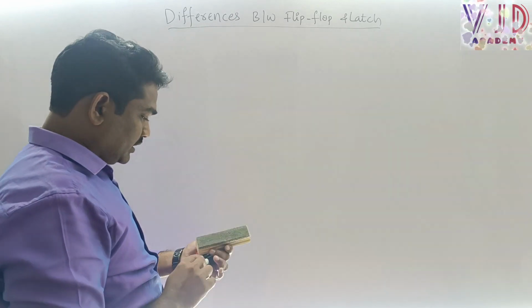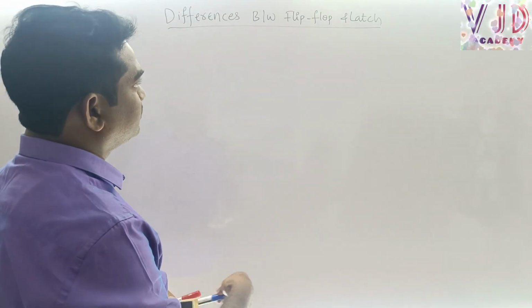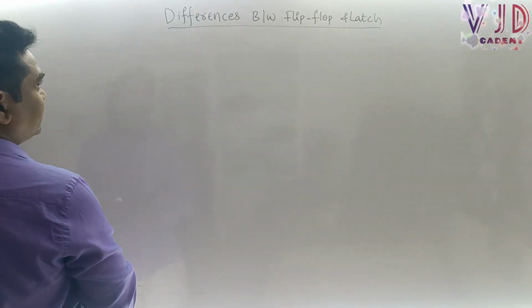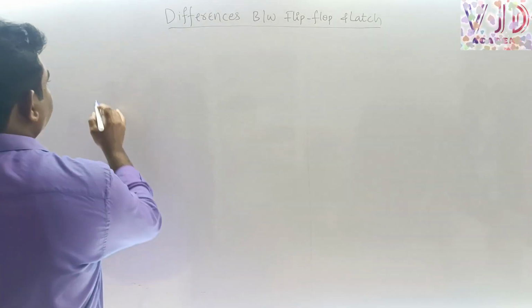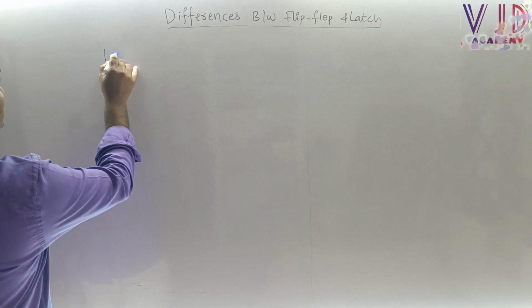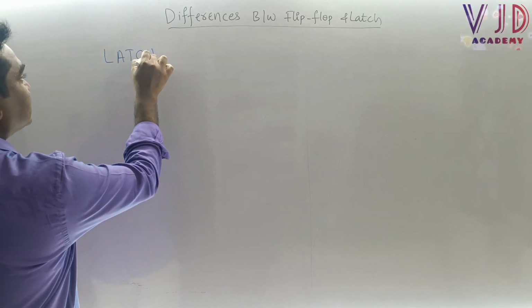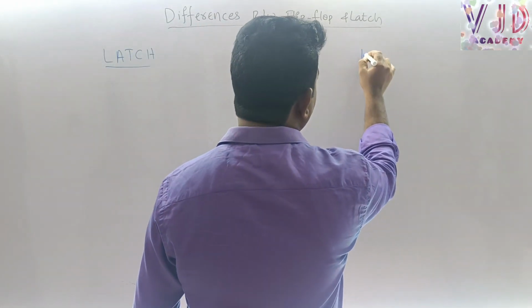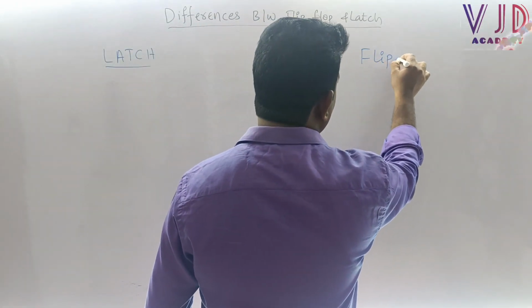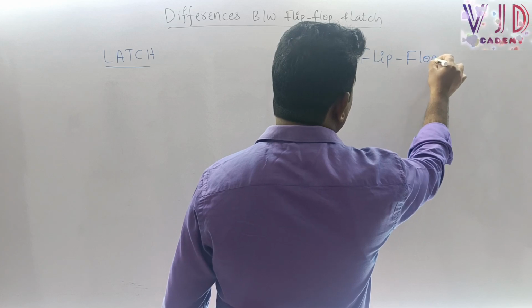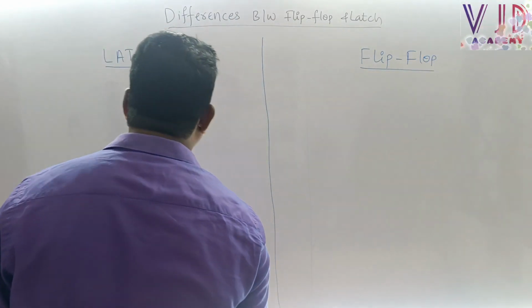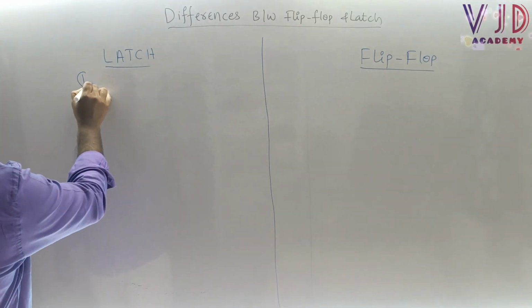Here, flip-flop and latch are both basically sequential circuits. I would like to write the differences for these two. The first one I would like to take here is latch, L-A-T-C-H, latch. It is also a digital circuit. And on the other side, I would like to take flip-flop. Flip-flop.